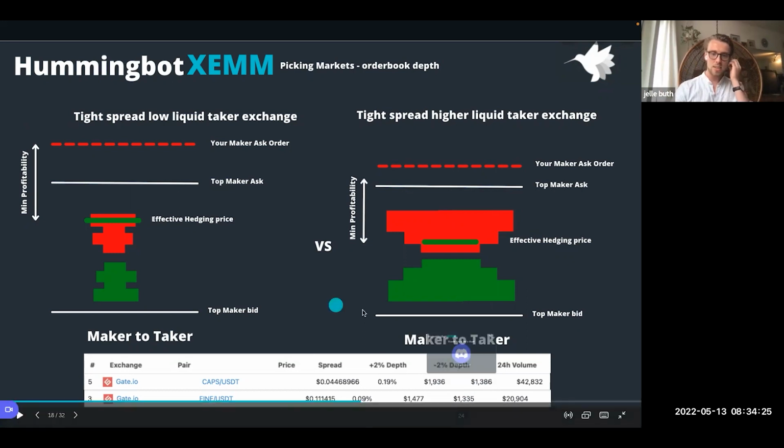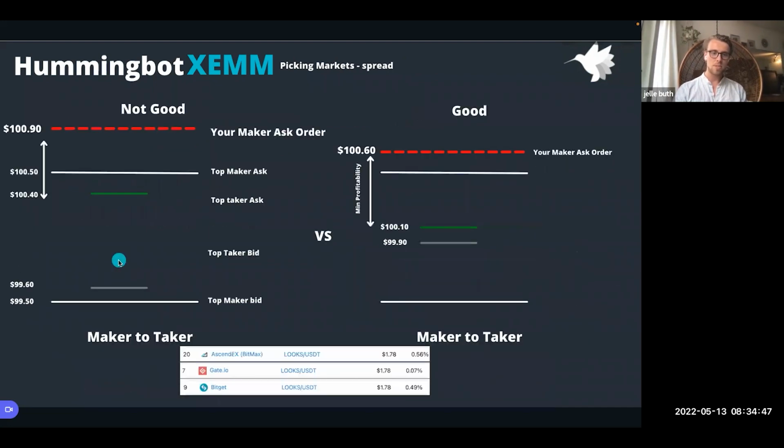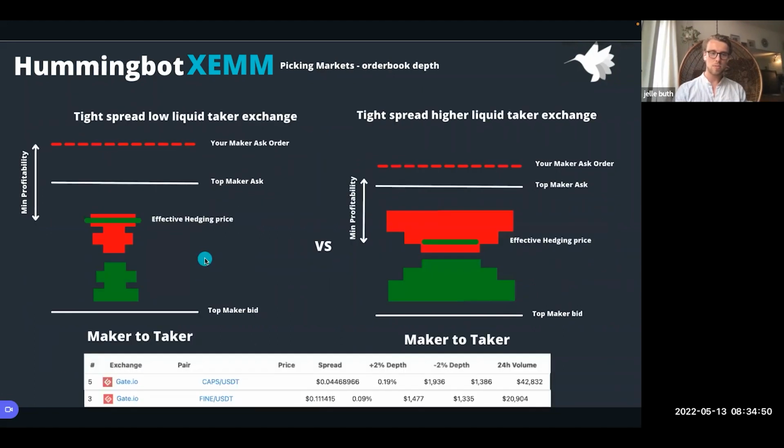And this order book depth also has significant impact on how you pick your markets, but also how large of an order size you can actually do with this cross-exchange market making. I have two examples here. One example is a maker exchange with generally a wide spread, and a taker exchange with generally a tight spread, but a very illiquid market. There's not a lot of order book depth in this one. And on the other side, I have an exchange which has the same maker market, the same spread in this case, but a way deeper and way more liquid order book.